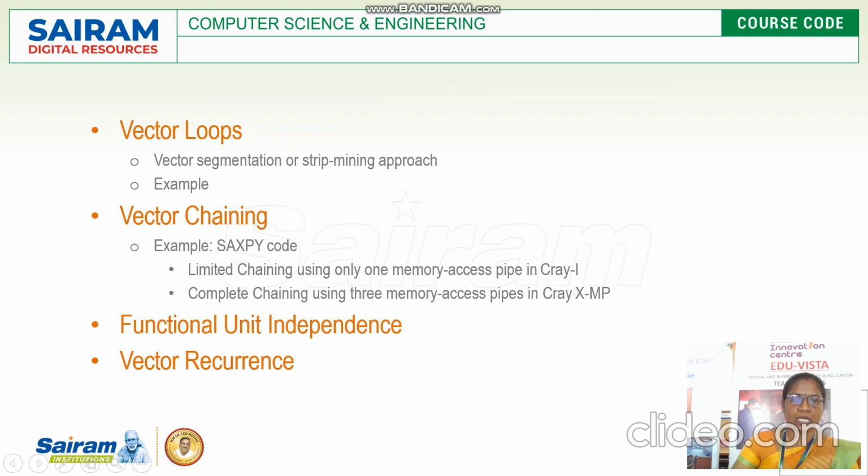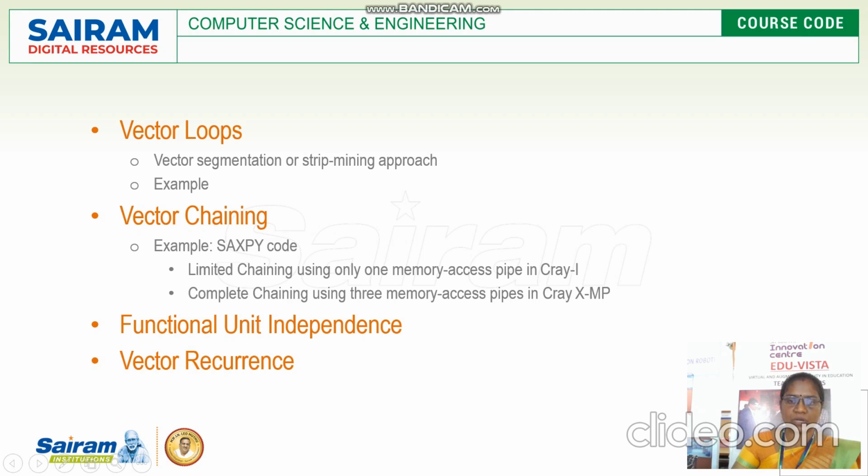And what about the vector loop? A vector loop should be carried out in a stripe mining approach. And how is vector chaining done in the example? In the example, it is given as SAXPY code. It is limited chaining using only a memory access pipe in Cray-1. Cray-1 is one example. Cray X-MP is another example.